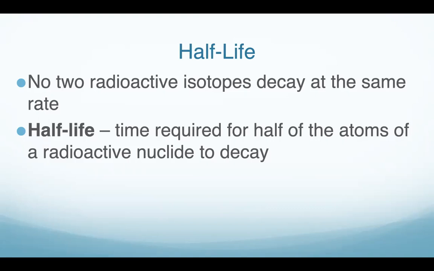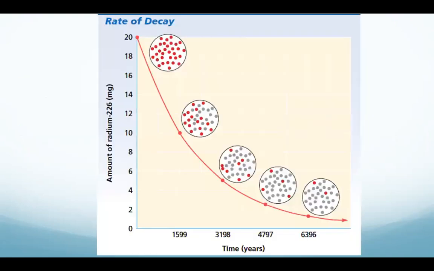Anyway, the point of half-life is that no two radioactive isotopes decay at the same rate. So every unstable nucleus is going to decay at a different rate. And half-life is the time required for half of the atoms of a radioactive nuclide to decay. This is an example of a half-life graph, and this happens to be for radium-226. You can see it takes quite a long time to decay.